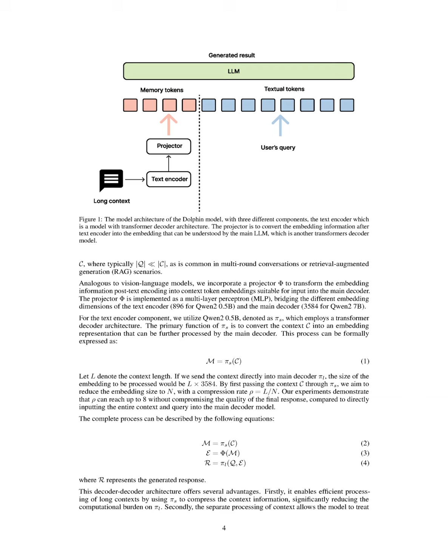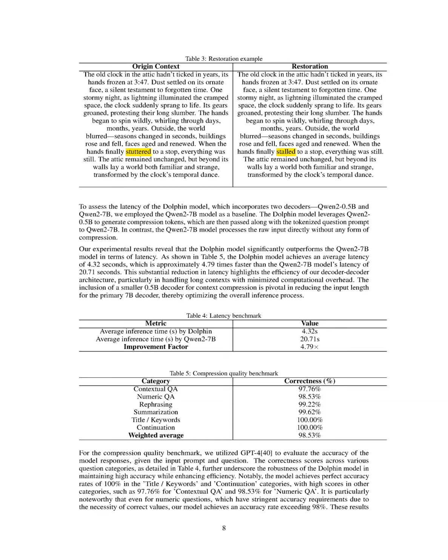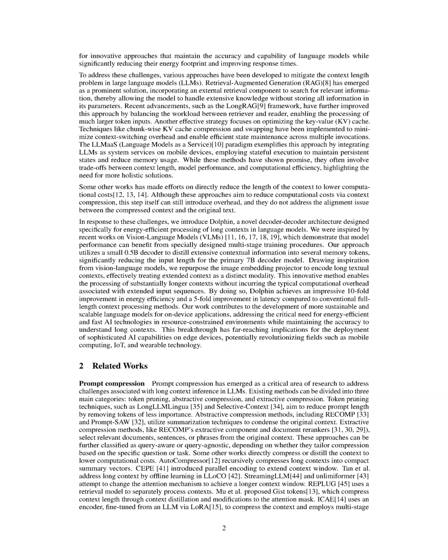8. This means that instead of directly inputting the entire context into the larger decoder, which would require processing L times 3584 embeddings, the model only needs to handle n embeddings after compression. The compressed representation is then passed to the larger decoder, pi_l, which generates the final response, R, based on the reduced input, significantly lowering the computational burden and improving efficiency while maintaining the quality of the output. This innovative approach allows the Dolphin model to effectively manage long contexts with enhanced energy efficiency and reduced latency.